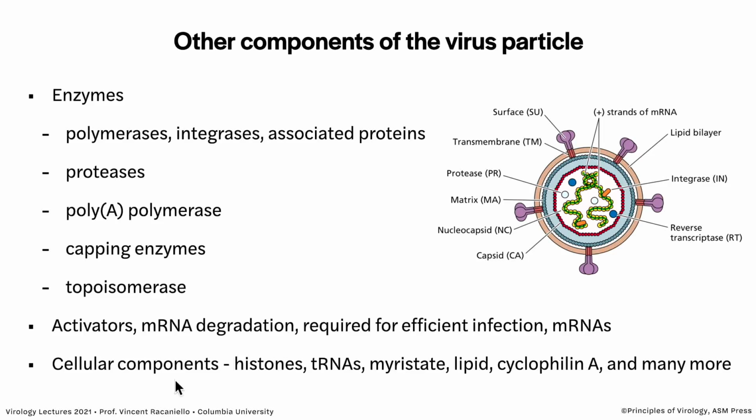And then in addition, there are other cellular components. So far, mostly viral components, but cellular components can be incorporated into particles, like the histones of SV40, tRNAs, lipids, cyclophilin A, many, many more. So we've mostly focused on the structural components that actually are responsible for the architecture of the particle, whether it's helical or icosahedral, enveloped, complex. But there are many other proteins as well. We can consider them structural proteins because they're part of the virus particle. And they have a whole range of activities, which we'll certainly be talking about in future lectures.